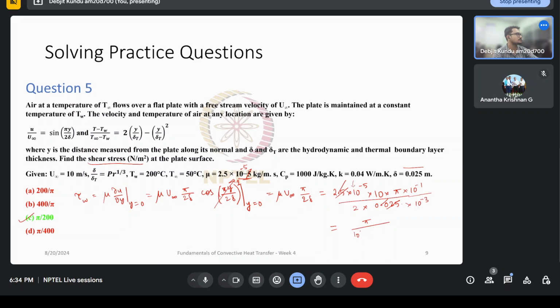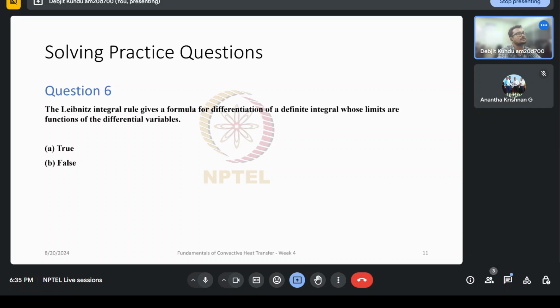So this is 10 power 5, minus 1 plus 1. Okay, so these two again cancel out. So 10 power 5 comes here, minus 3, and I had a 2 in front. So this is 100 into 2. So yeah, pi by 200. That's the correct solution. Any questions on this? Okay, so let's move on. We'll move on to question number six now.